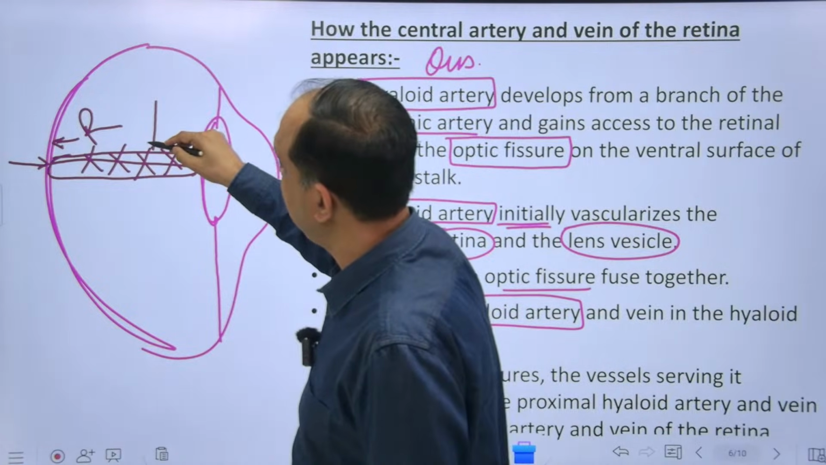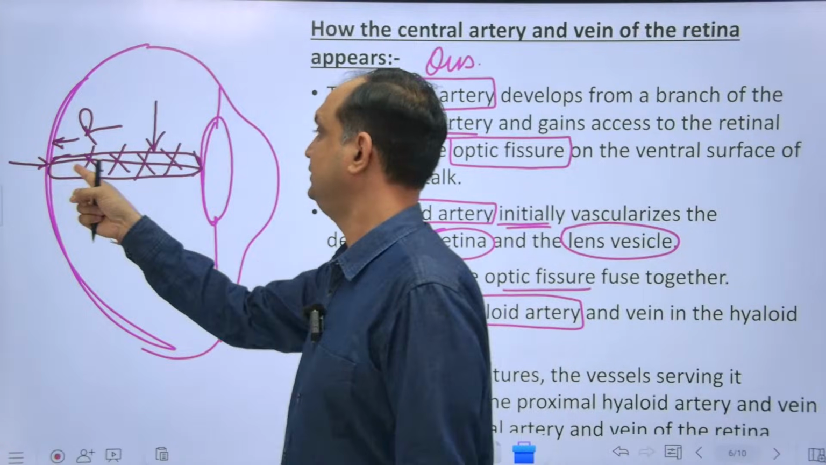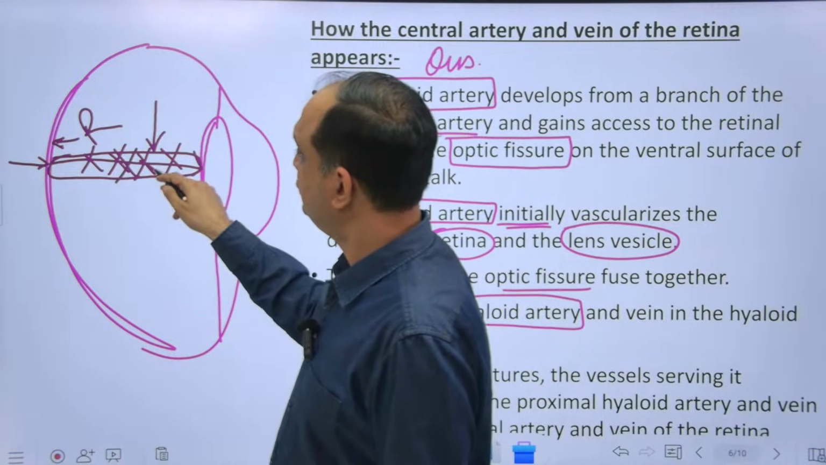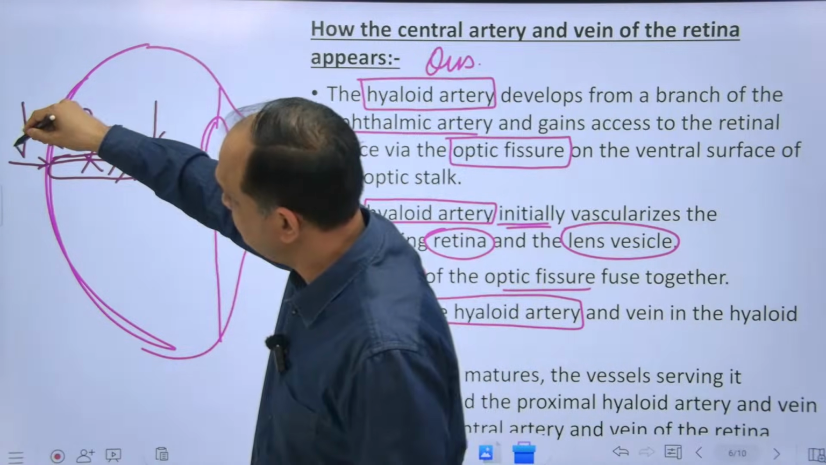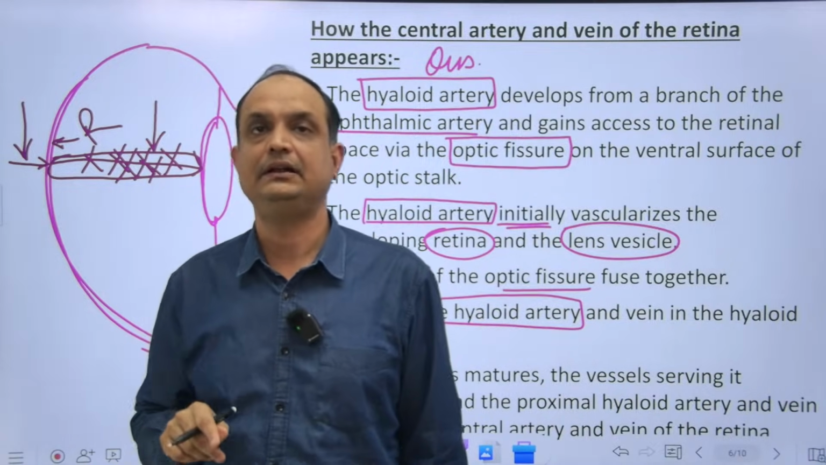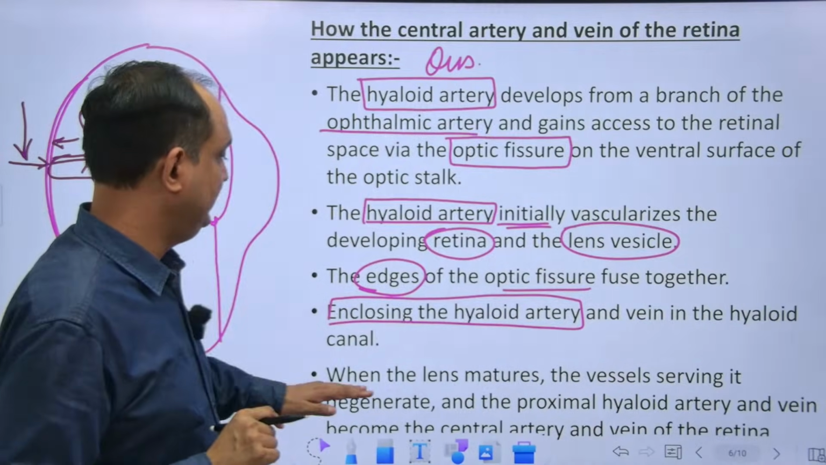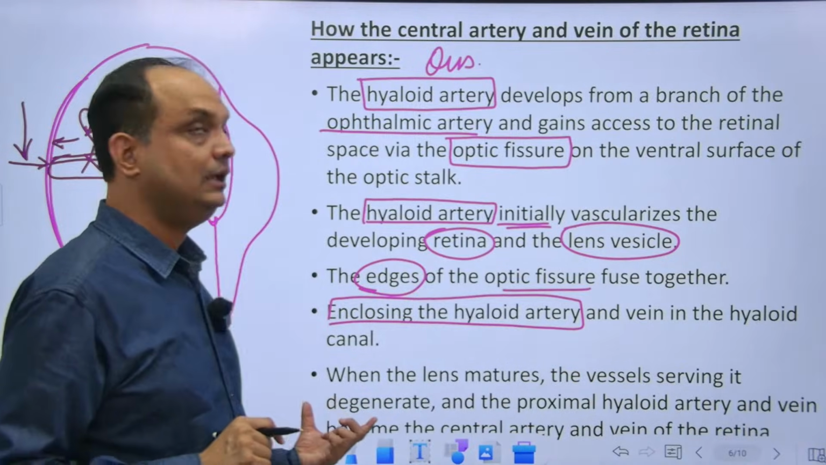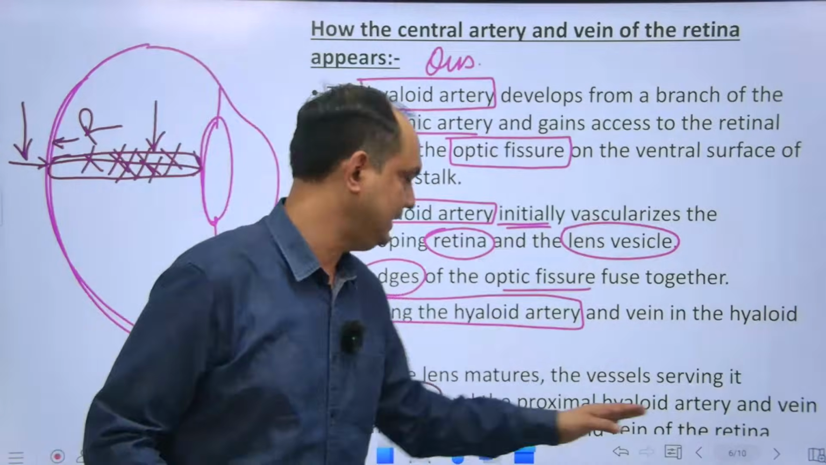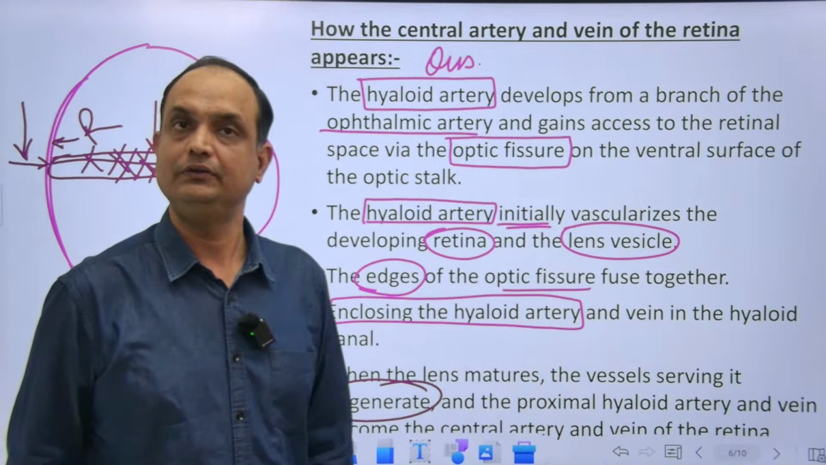So the hyaloid canal is present in the vitreous chamber, which shows the intraembryonic presence of the hyaloid artery. After birth, this part is not there, so the hyaloid canal persists, and the proximal part of the hyaloid artery inside the optic nerve persists as the central artery of the retina and, equivalently, the central vein. So when the lens matures, the vessels serving the lens degenerate, and the proximal hyaloid artery and vein persist as the central artery of the retina and central vein.